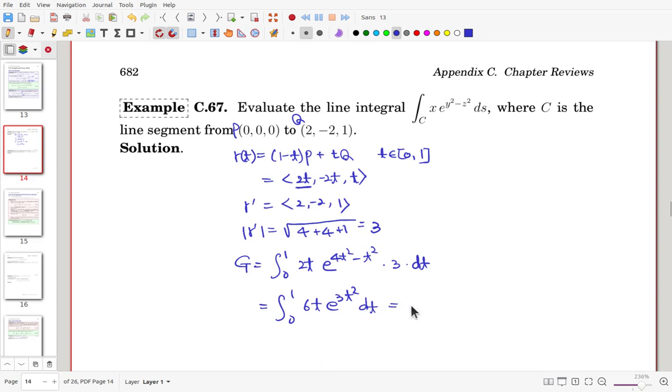An antiderivative is quite easily obtained. There's e to the 3t squared. If you differentiate with respect to t, then 6t will come out. So we have 6t here. Now that is from 0 to 1. At 1, it is e to the 3, minus at 0, e to the 0, which is 1. So that's the final answer.